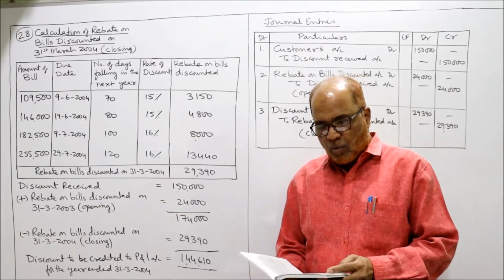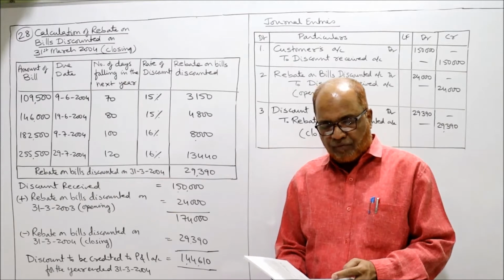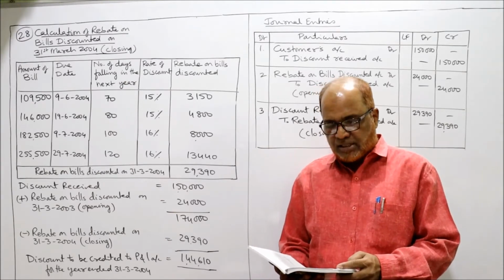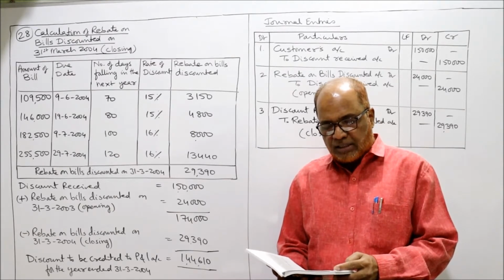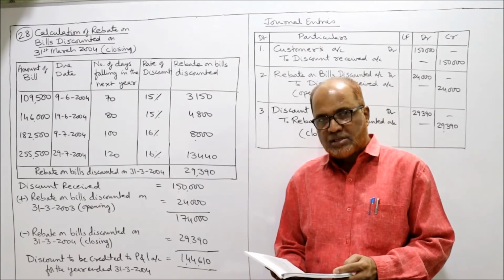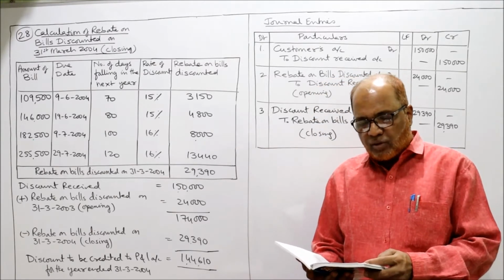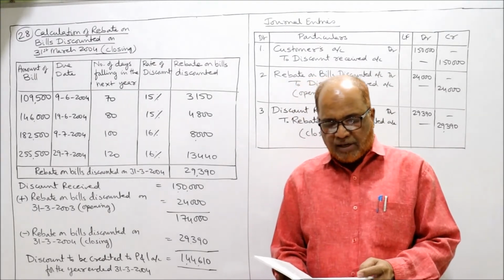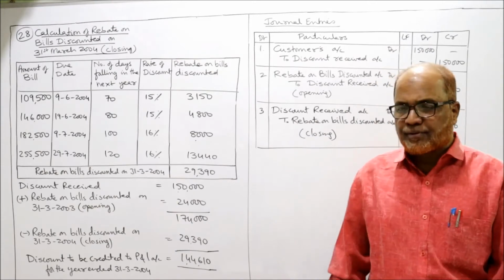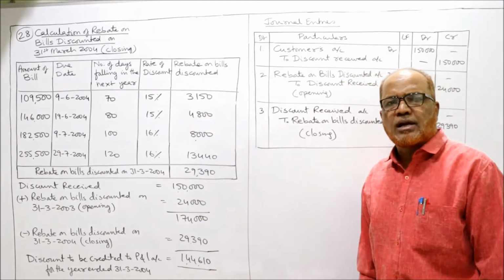4 bills are given: 1,09,500, 1,46,000, 1,82,500, 2,55,500. And the due date including grace days: June 9th, June 19th, July 9, July 29. Rate of discount 15%, 15%, 16%, 16%. Find out the amount of discount received credited to profit and loss account and pass the necessary journal entries. Exactly similar problem, only the amounts are different.